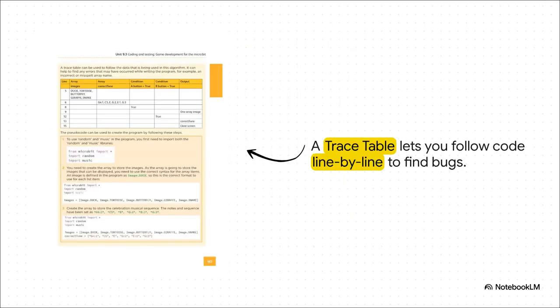And if you do find a bug, this right here is your secret weapon. It's called a trace table. It's a super simple table where you basically play computer. You go through your code line by line and you write down what's happening to your variables. It's an incredibly powerful way to see your code's flow and find exactly where things are going wrong.